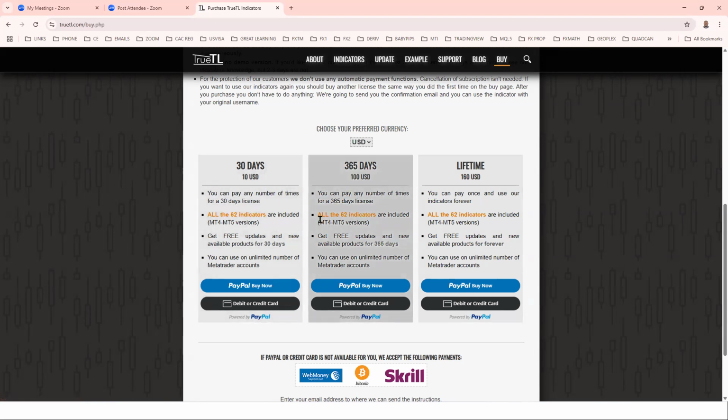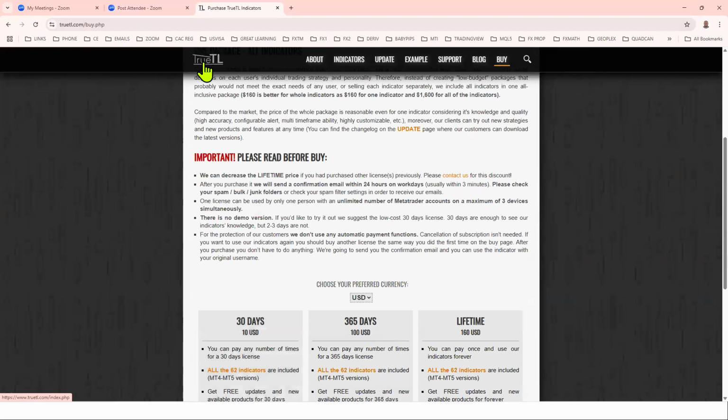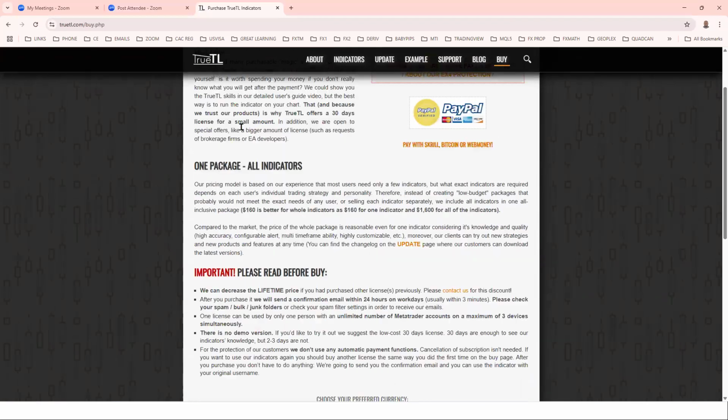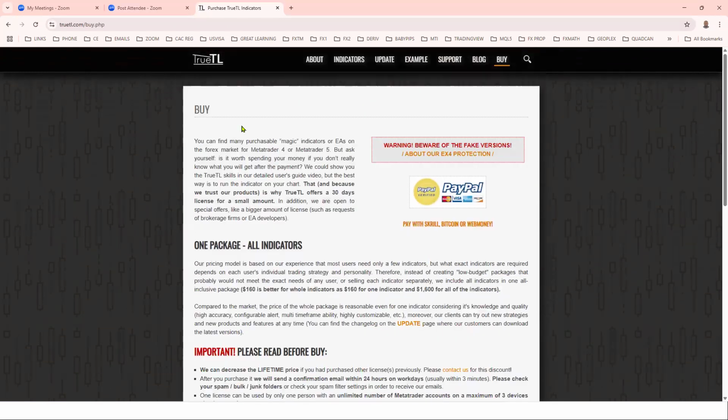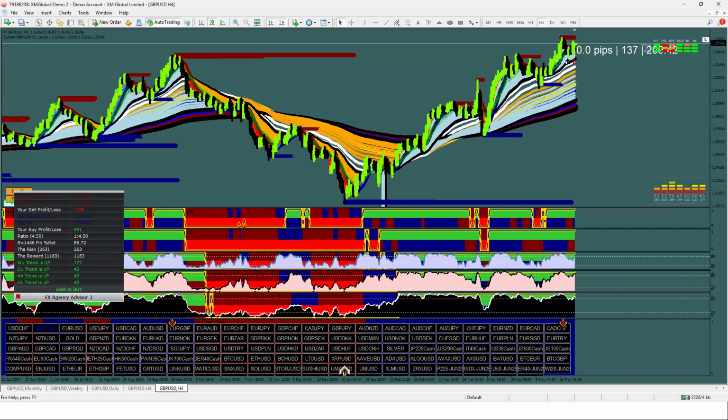So what is that indicator? The name is called True TL. Look at the name, True TL. It means true trend line. That's the meaning. Okay. So now this is the indicator. Let me show you how it works here. So this is the indicator. These are the indicator. This part of the indicator.